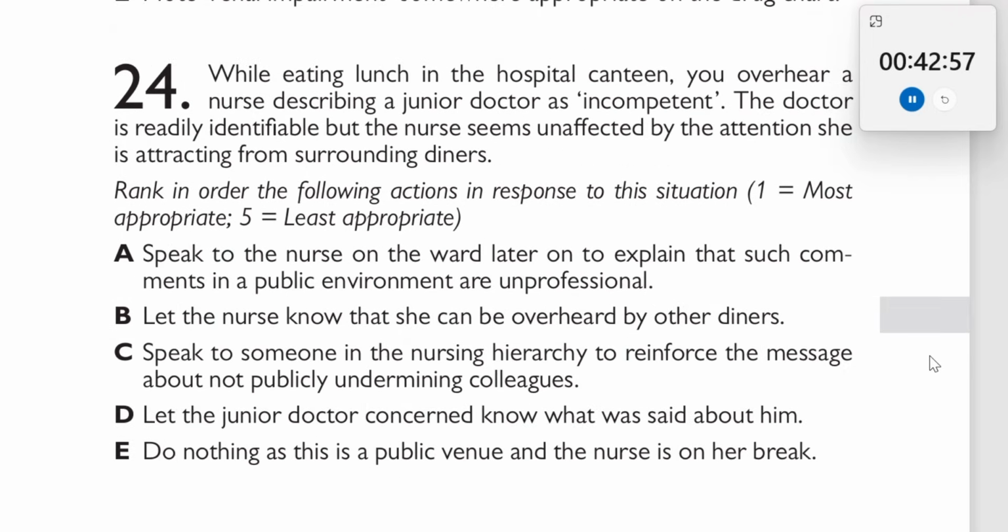Okay, moving to 24. While eating lunch in the hospital canteen, you overhear a nurse describing a junior doctor as incompetent. The doctor is readily identifiable, but the nurse seems unaffected by the attention she is attracting from the surrounding diners. So read the options and rank accordingly.